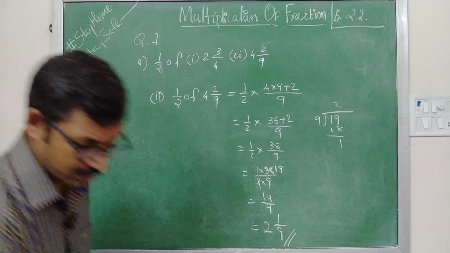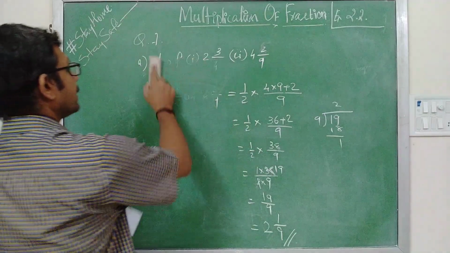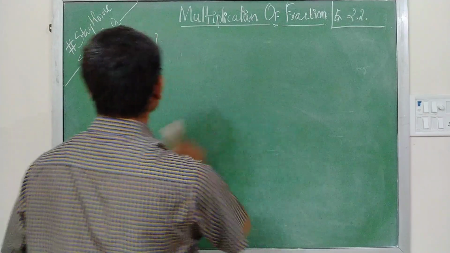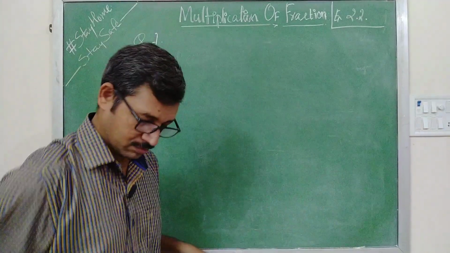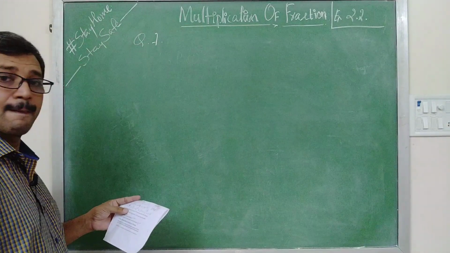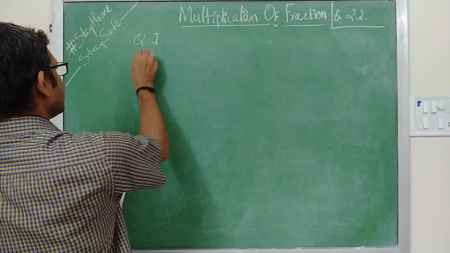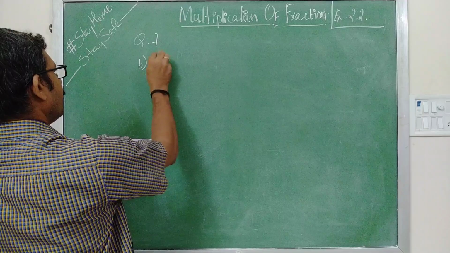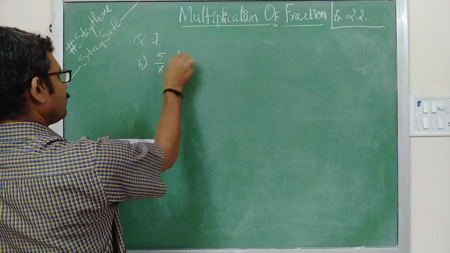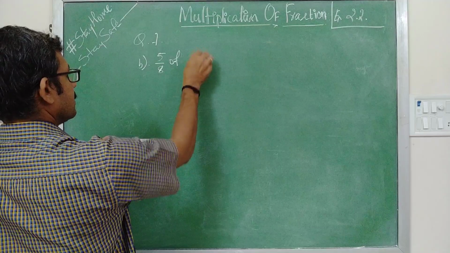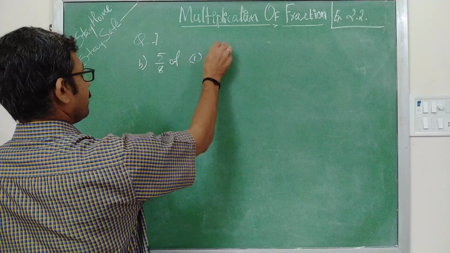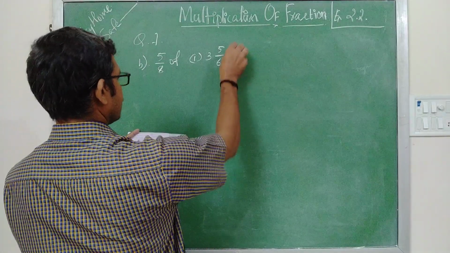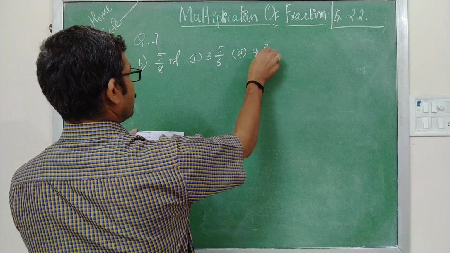Okay, so next one, that is B. What is B? Here it is 5 upon 8 of 3 integer 5 upon 6, and the second is 9 integer 2 upon 3.